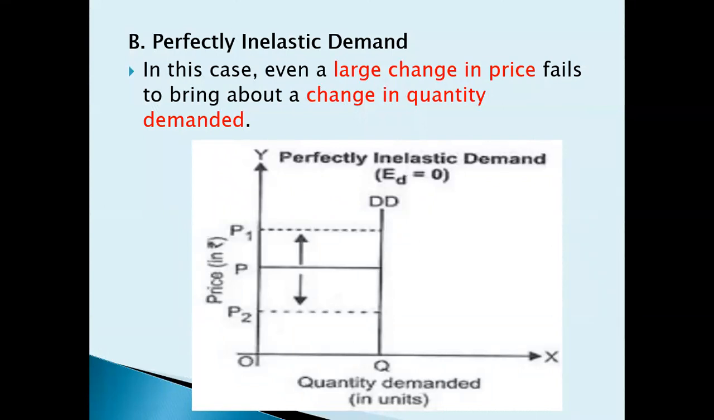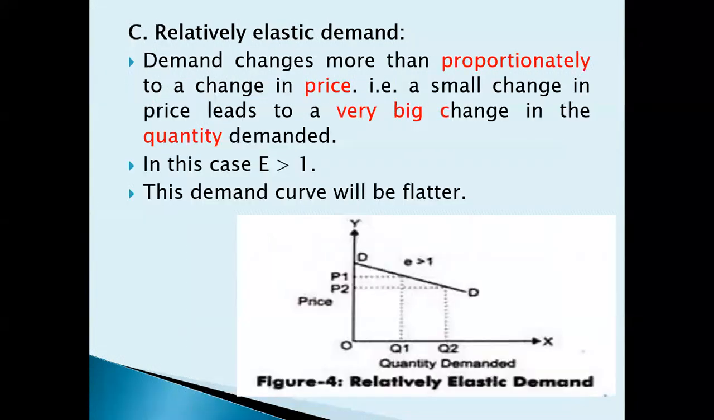So on the x-axis I have taken quantity demanded, and on the y-axis we have taken the price fluctuation. So the quantity demanded stays the same, though you are making fluctuations in the prices. That is something about perfectly inelastic demand. That's why it is called perfectly inelastic. Inelastic means there is no change in the demand with respect to change in the price. Then relatively elastic demand.